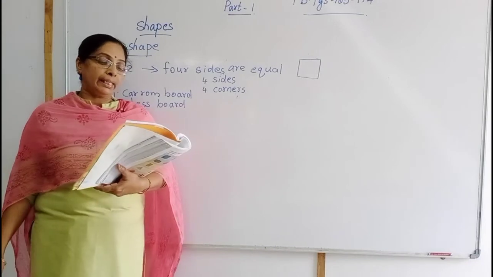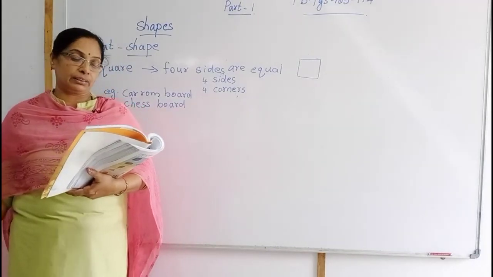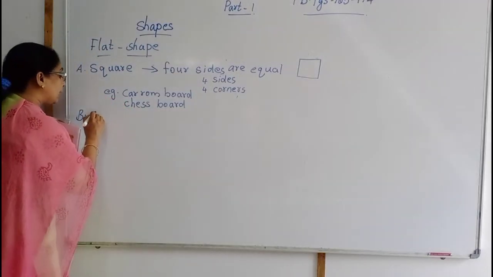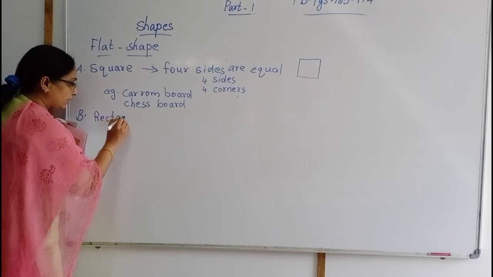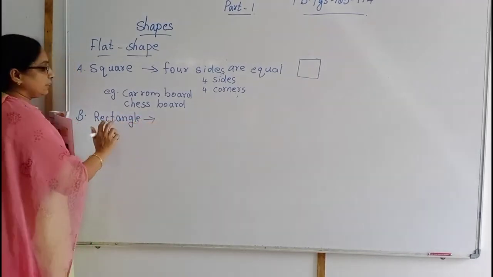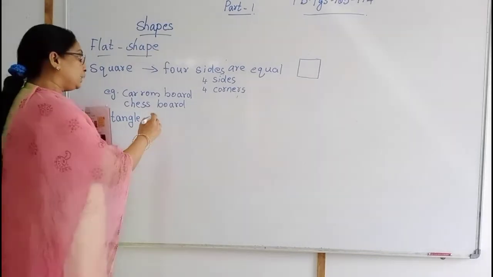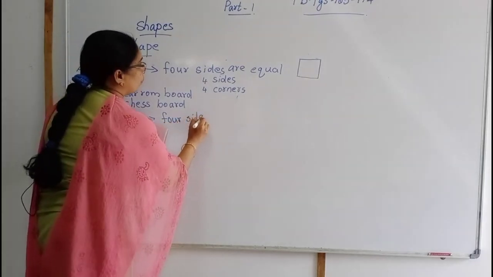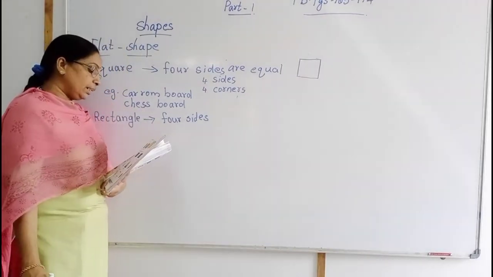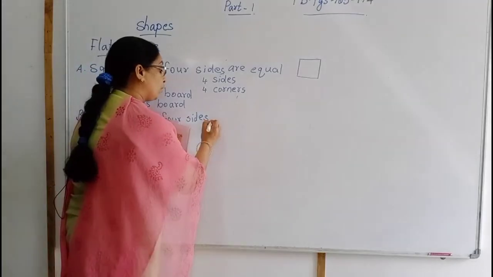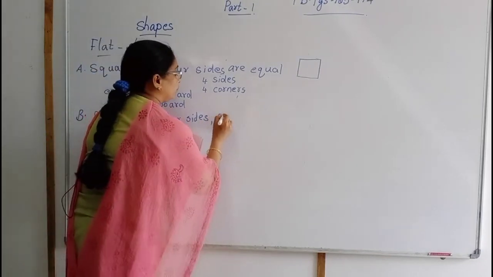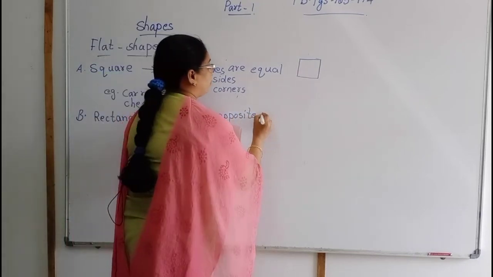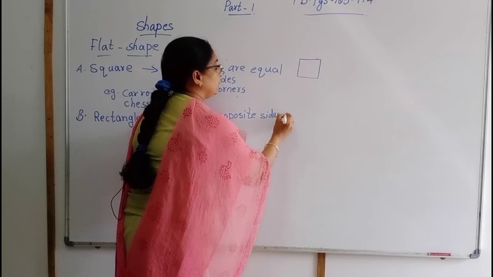Next one is a rectangle. A rectangle has four sides. Opposite sides are equal. We'll see this, children. Now we are discussing the rectangle. R-E-C-T-A-N-G-L-E. Rectangle also has four sides. Four sides, but it is not equal sides. What is it? Opposite sides are equal.